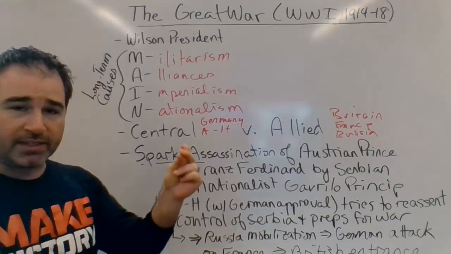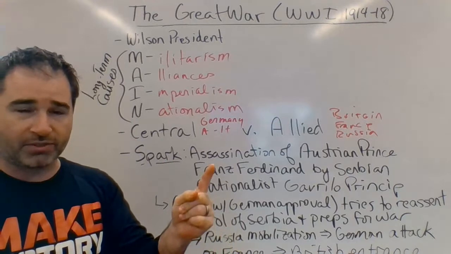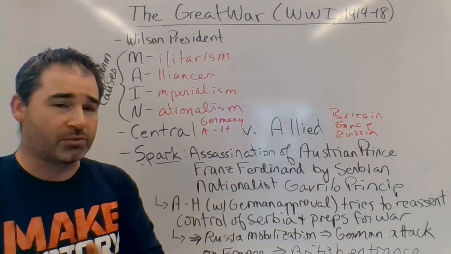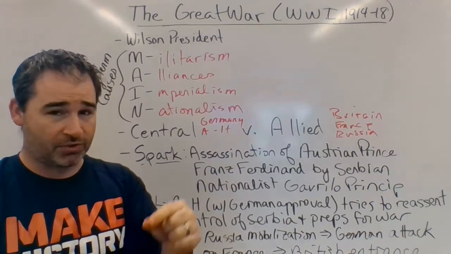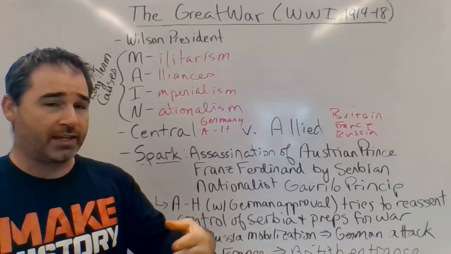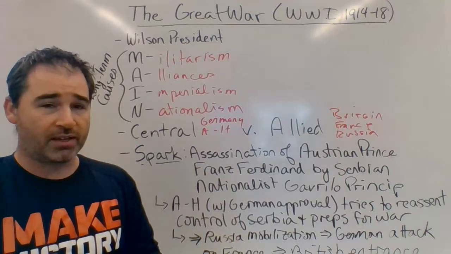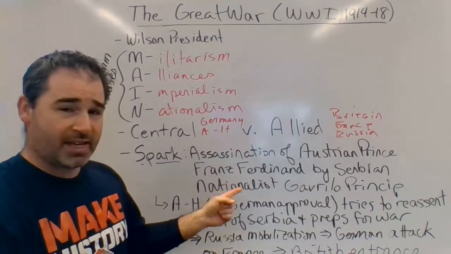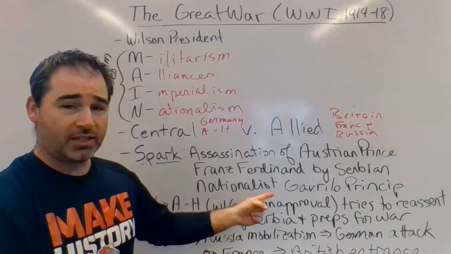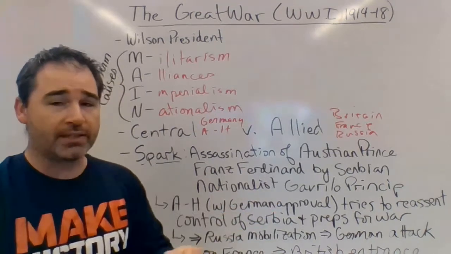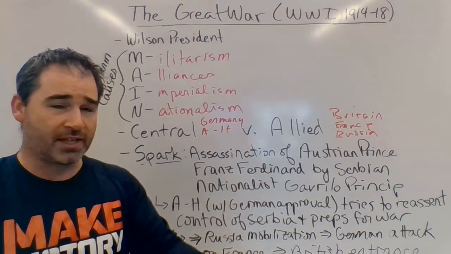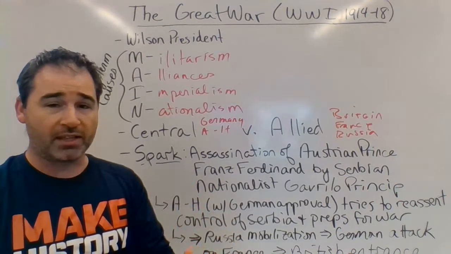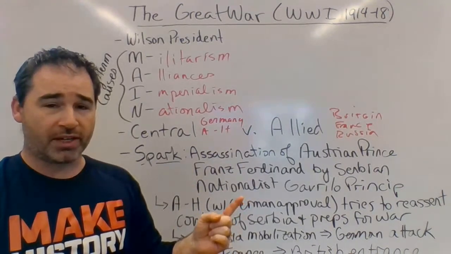The spark, the thing that triggers the event, is the assassination of Austro-Hungarian Prince Franz Ferdinand. Franz Ferdinand was the crown prince, which means he was next in line for the throne. He goes on a parade in Sarajevo, which is the hotbed of Serbian nationalism, in 1914, and he's going to be assassinated by a Serbian nationalist, Gavrilo Princip. The Serbian nationalists wanted to kick the Austro-Hungarians out of their territory. Austria-Hungary as an empire had 30-some different nationalities. The Serbians wanted to get the Austro-Hungarians out.